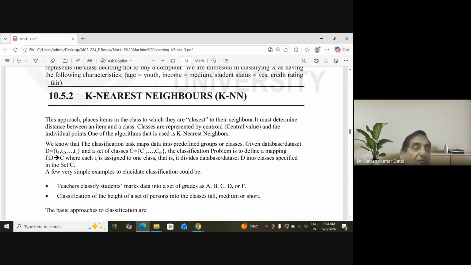Nearest neighbor: a teacher classifies student marks data into a set of grades A, B, C, D, E, F. Classification of the height of a set of persons into classes. Because we have done fuzzy logic, a person is tall, very tall, and so on. So that type of thing, 0 to 1, someone is 0.5, someone 0.6, 0.7, and someone is 0.99, and all that.